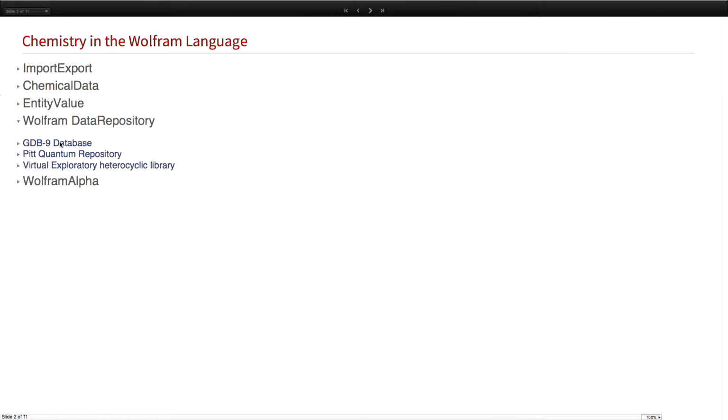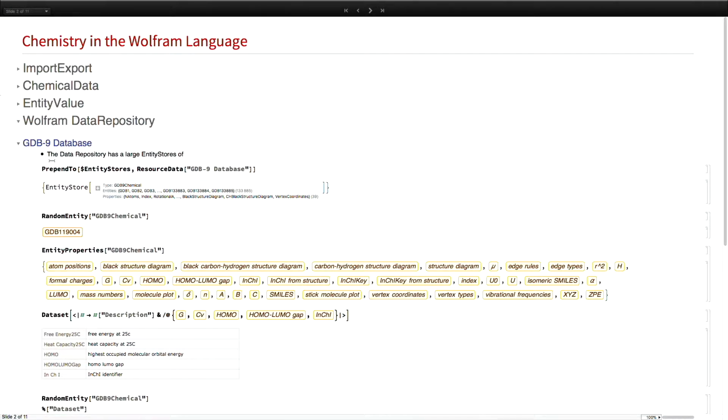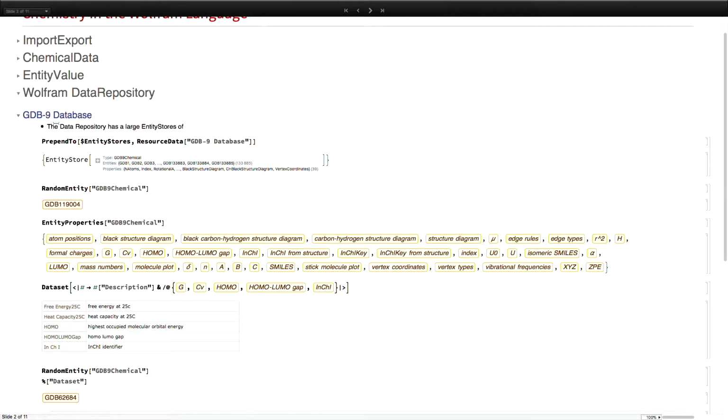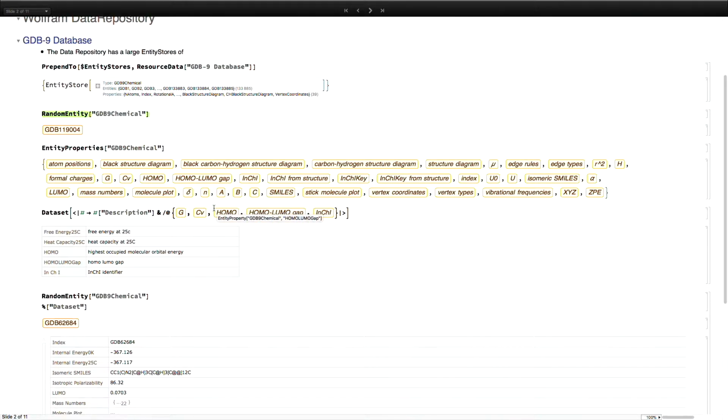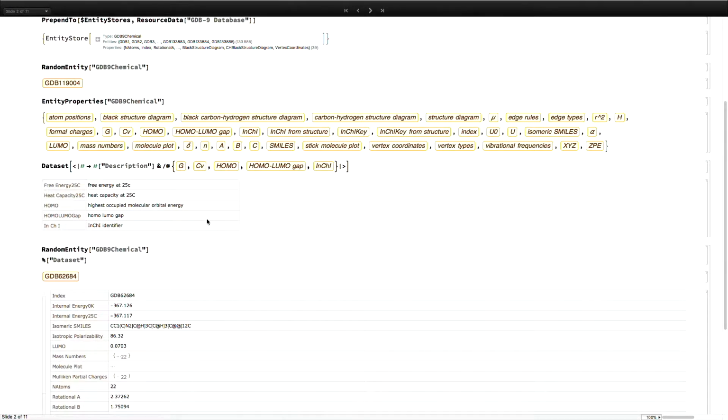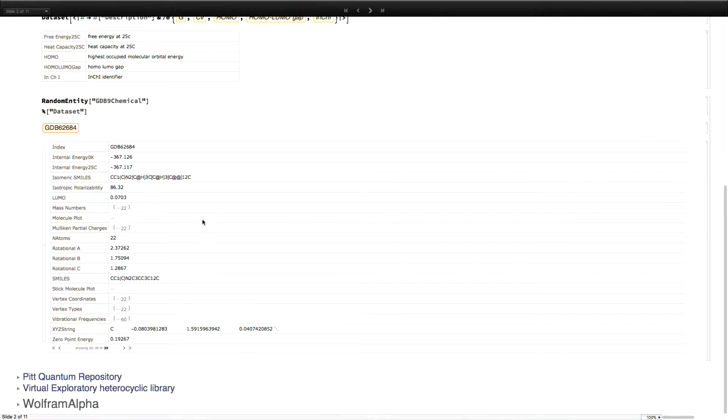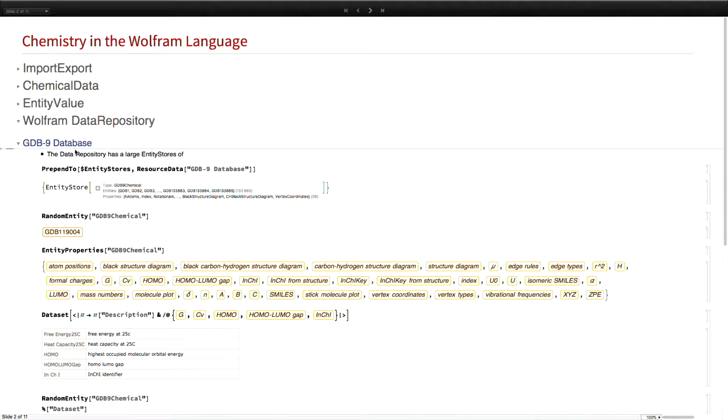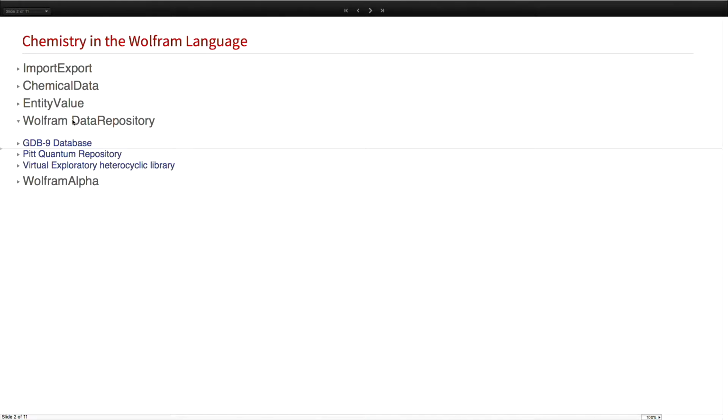Next, we have the Wolfram data repository. I put a few entity stores in the Wolfram data repository. The GDB9 database. This is a database of over 133,000 chemicals. And so you can download that by prepending this resource data object to your entity stores. You can query for a random entity. It has various properties, including experimental but also calculated properties. You can look at the data in a data set. And so again, it's static. You can't change the entities. And so there are a few more of these. I highly recommend checking those out.